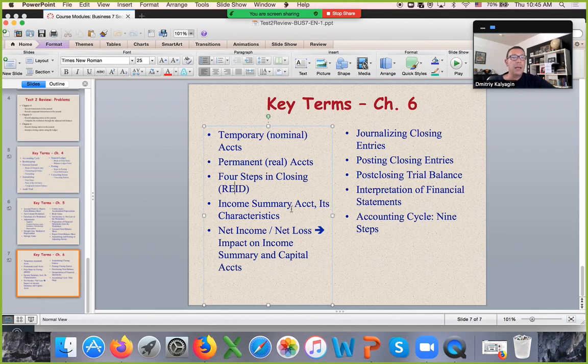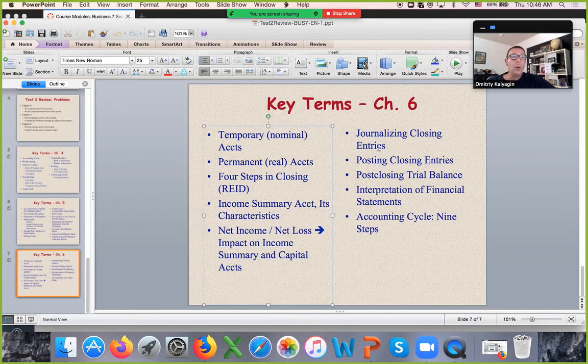And this income summary account, it's a brand new account. It's a temporary equity account that does have a debit on the left and credit on the right, but it does not have plus, minus, or minus, plus, which means its balance could be either debit, and that would represent net loss, or credit, which would represent net income.